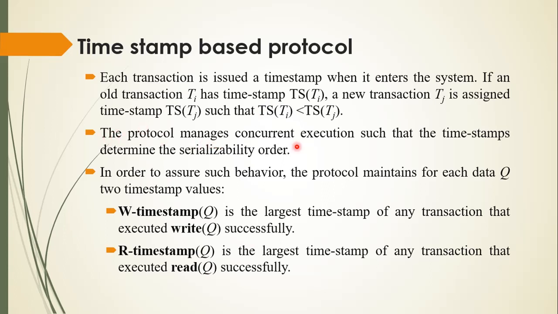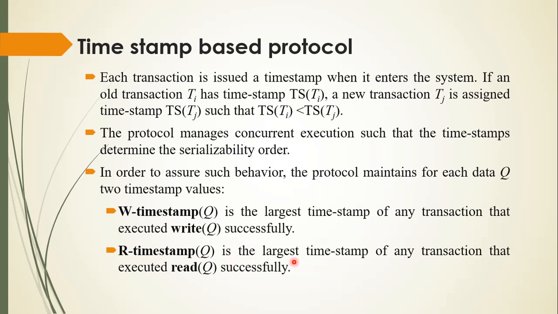The protocol manages concurrent execution such that the timestamps determine the serializability order. In order to assure such behavior, the protocol maintains for each data item Q two timestamp values. So Q is our data, W-timestamp is the write timestamp, and R-timestamp is the read timestamp. W-timestamp(Q) is the largest timestamp of any transaction that executed write successfully. W stands for write and R stands for read.